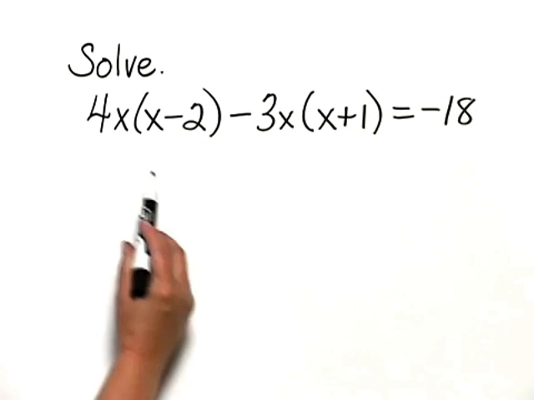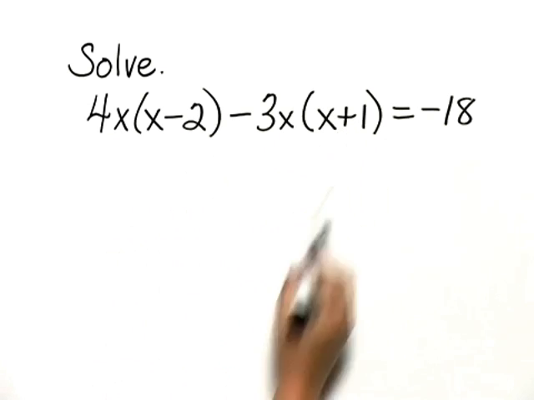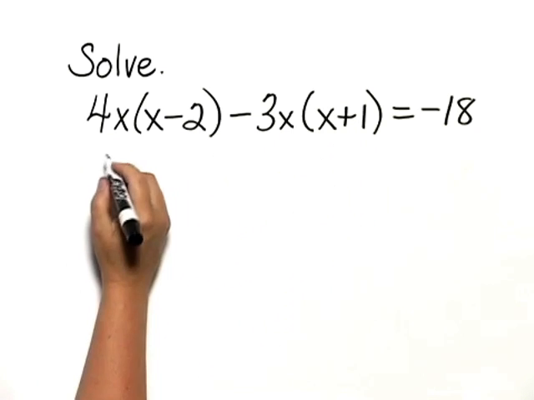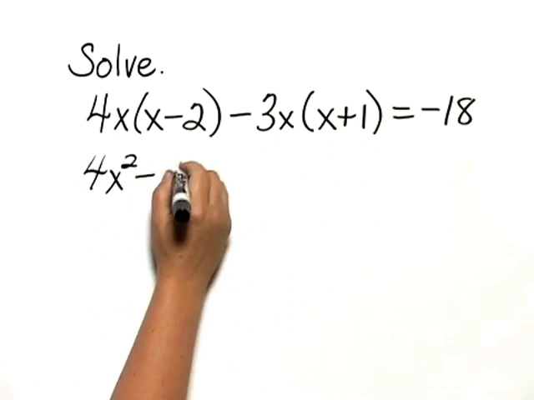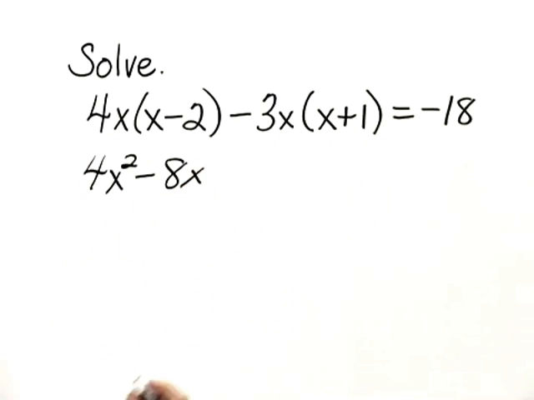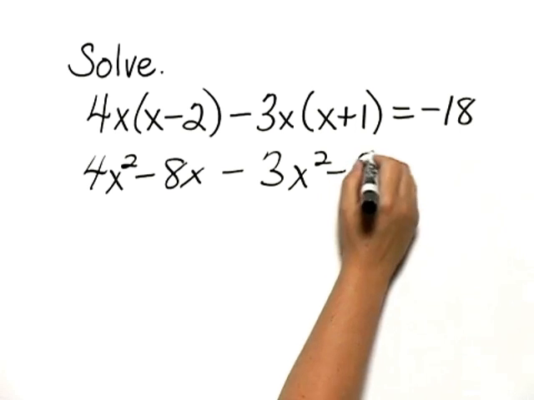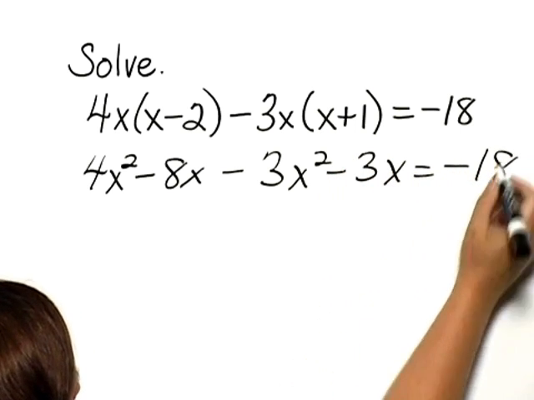Solve 4x times (x minus 2) minus 3x times (x plus 1) equals negative 18. We will multiply. We have 4x squared minus 8x minus 3x squared minus 3x equals negative 18.